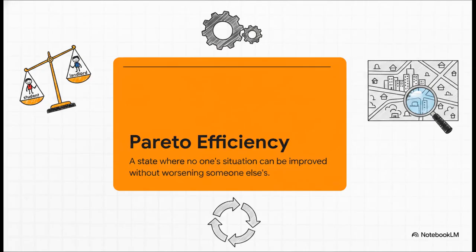Well, economists use a very specific baseline called Pareto efficiency. If a system is Pareto efficient, it means it is completely impossible to improve one person's situation without simultaneously worsening someone else's. Basically, there is absolutely zero wasted opportunity. You've hit a point where any tweak to help one student would actively harm another student or a landlord.